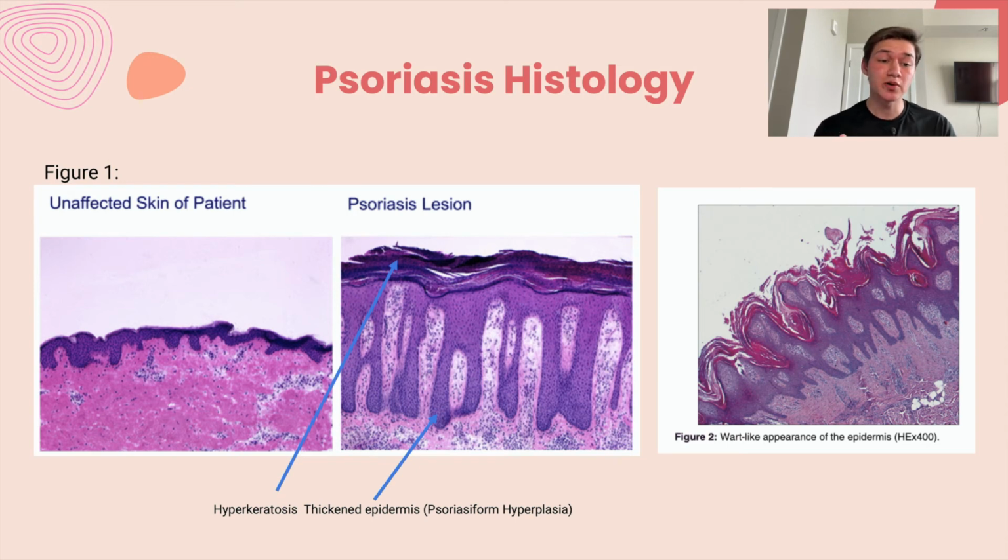Both of these figures also show hyperkeratosis. You can see this in the very top layer of the skin there, the top layer of the epidermis, where the skin's very hard, flaky, and dry due to the increased keratinization.